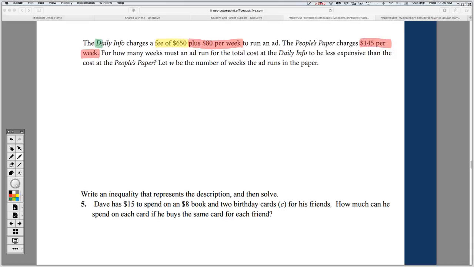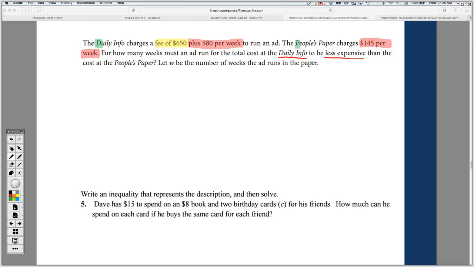For how many weeks must an ad run for the total costs at the Daily Info to be less expensive than the costs at the People's Paper? Let W be the number of weeks the ad runs in the paper. Okay. So, what are we trying to find out? What D equals and P equals. Okay, so Daily Info, and we're trying to find if it's less expensive than People's Paper, right? So we have D and P. What is the comparison here? What's the inequality? Less than.